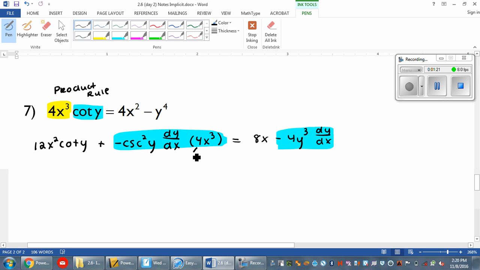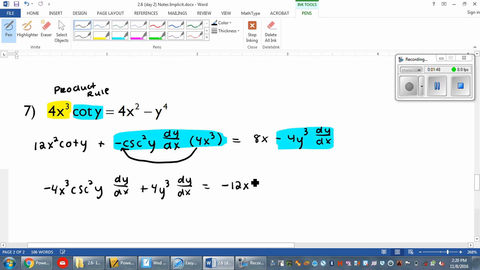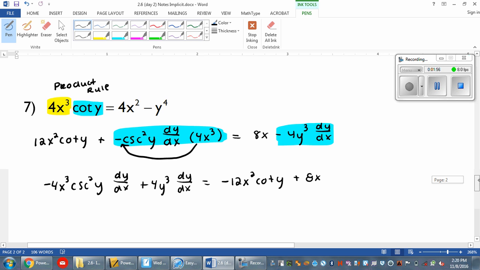Now, I'm going to actually rewrite this and move that 4x cubed to the front just so I don't forget it. So it's negative 4x cubed cosecant squared of y dy over dx. Since it's negative on the right-hand side, it's going to be positive on the left, so 4y cubed dy over dx. Okay, I'm going to move this 12x squared cotangent of y to the right, so it becomes negative 12x squared cotangent of y. And I have positive 8x. It remains positive since I did not move it.